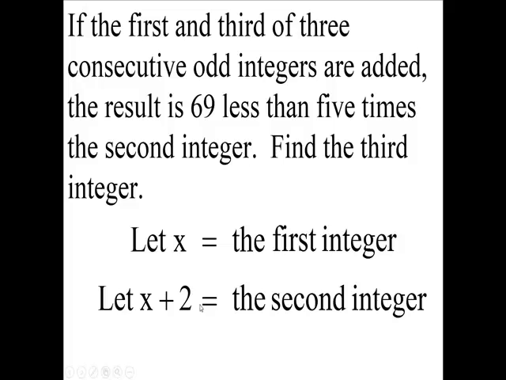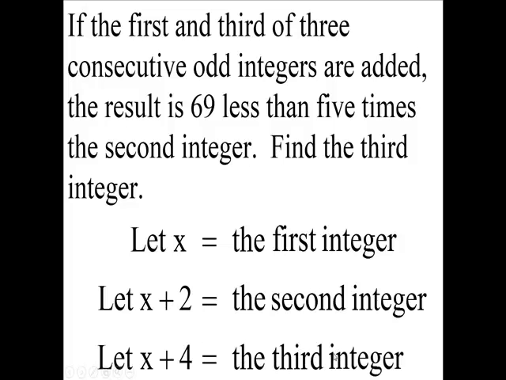Now, if you add 2 to this one, you're going to have x plus 4, aren't you? What's 2 plus 2? So if you add 2 to the second odd integer, you'll get the third one. So you're going to end up having x, and not adding just 2, but adding 2 plus 2. And that'll be your third odd integer. So these are my 3 odd integers.